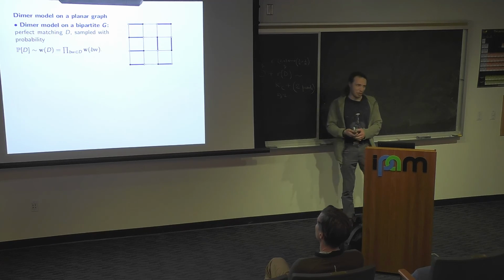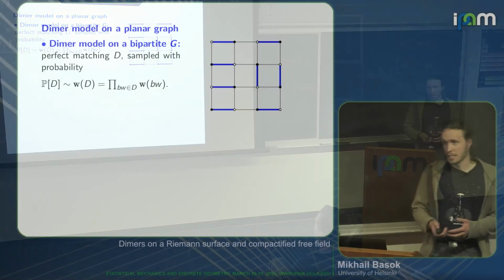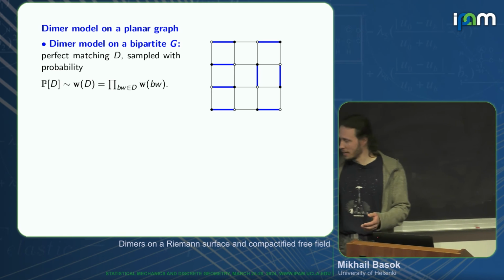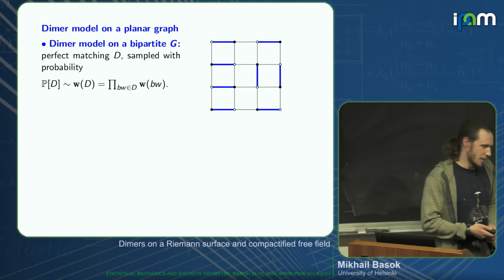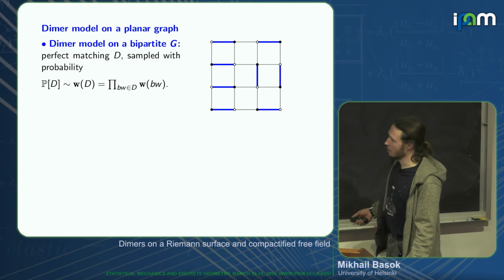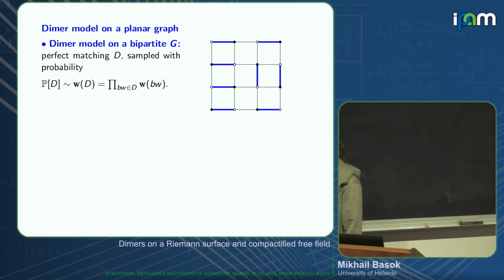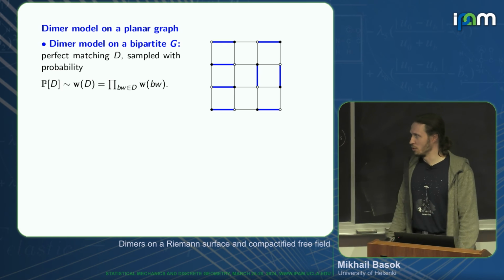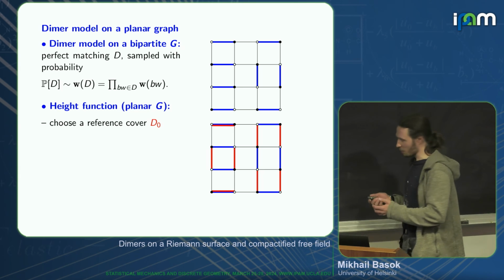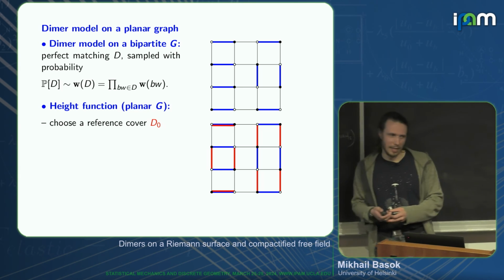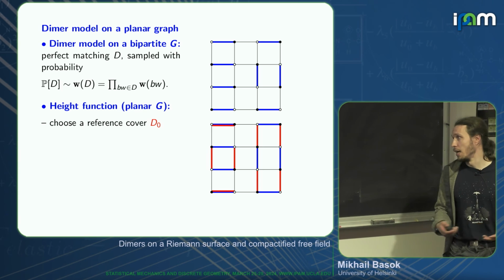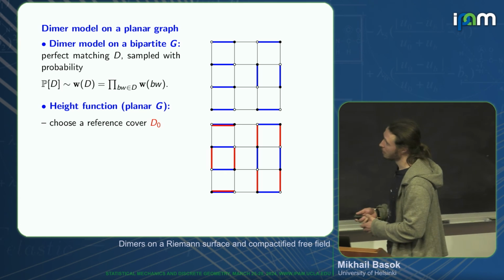By dimer model, I understand a probability space associated with any finite weighted bipartite graph. Points in this probability space are dimer covers, or perfect matchings of this graph, and the probability of a given dimer cover is proportional to the product of the corresponding edge weights. Now, when the graph is planar, something special is happening, and the dimer model can be treated as a model of a random height.